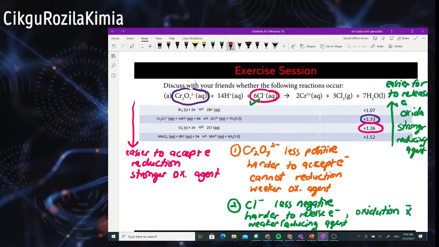Okay, therefore, this reaction cannot occur. Why? Because it is less positive and also less negative. Dichromate is a weaker oxidizing agent, while chloride is a weaker reducing agent. Therefore, the reaction cannot occur.